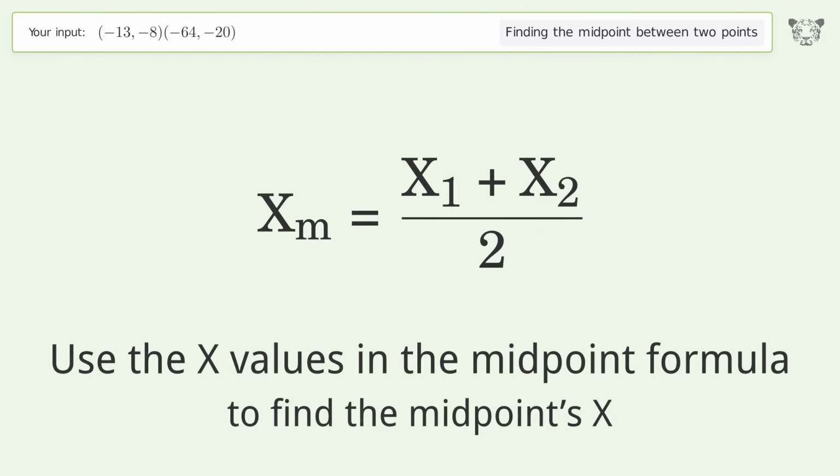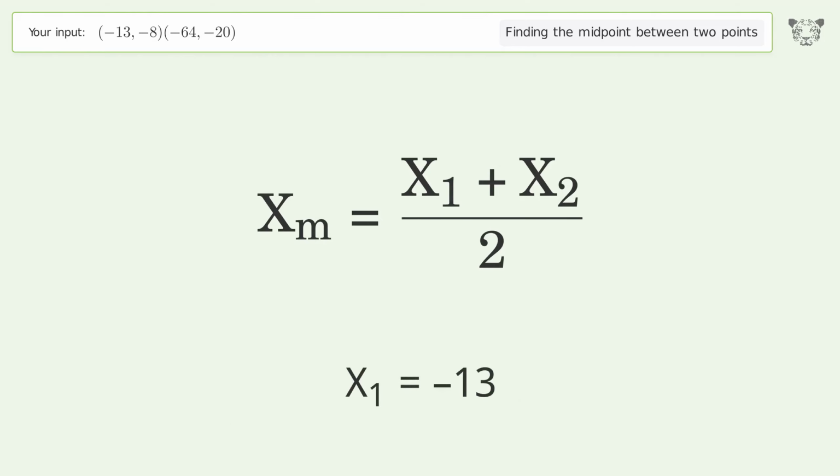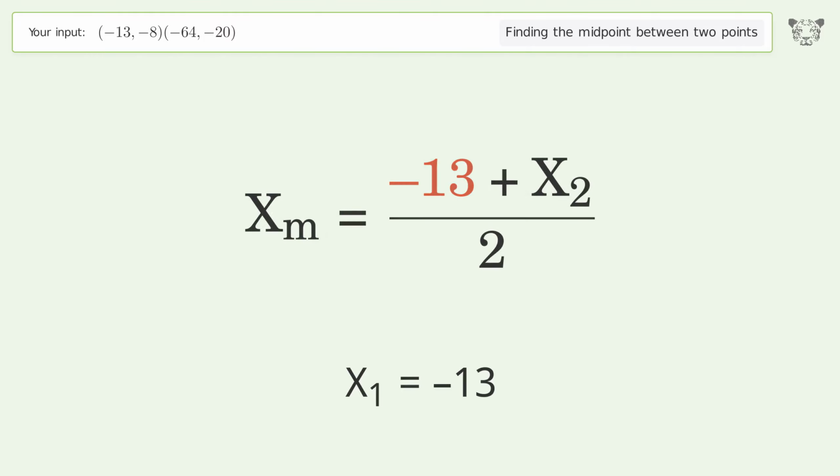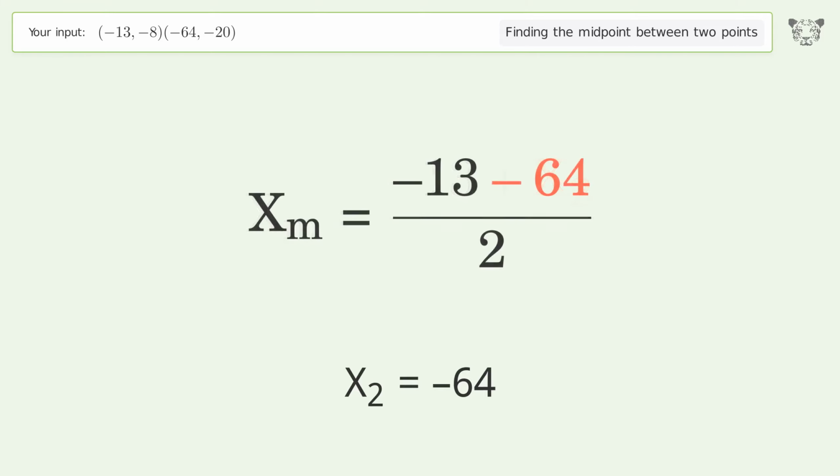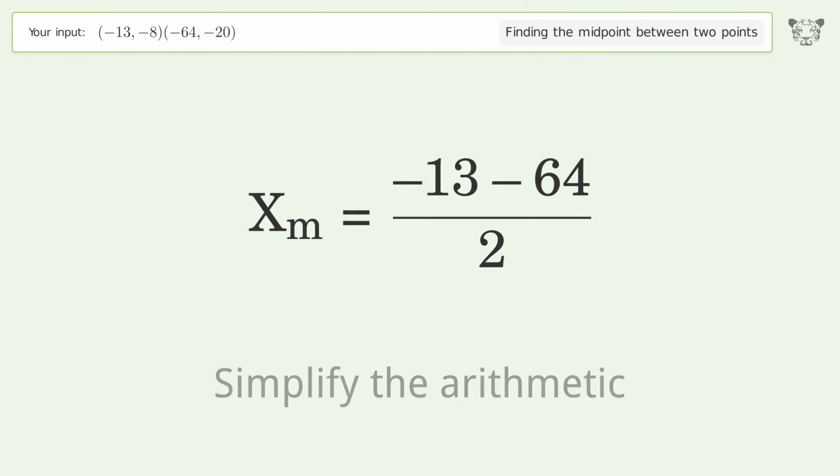Use the x values in the midpoint formula to find the midpoints x. x1 equals -13. x2 equals -64. Simplify the arithmetic.